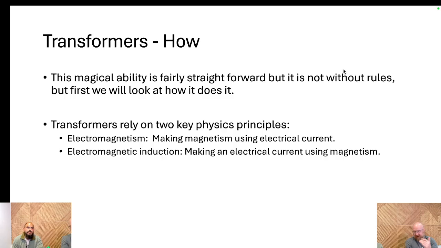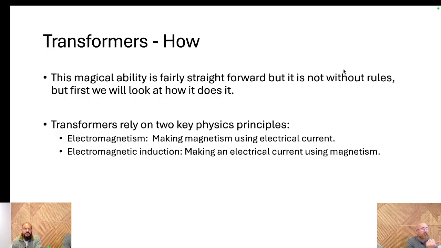So let's talk a little bit about the how. Obviously, this sounds too good to be true. But it is true. It's fairly straightforward, and it seems like there's a lot of rules, but the rules are all fairly uniform when we compare them to other things in electricity. These are pretty straightforward.